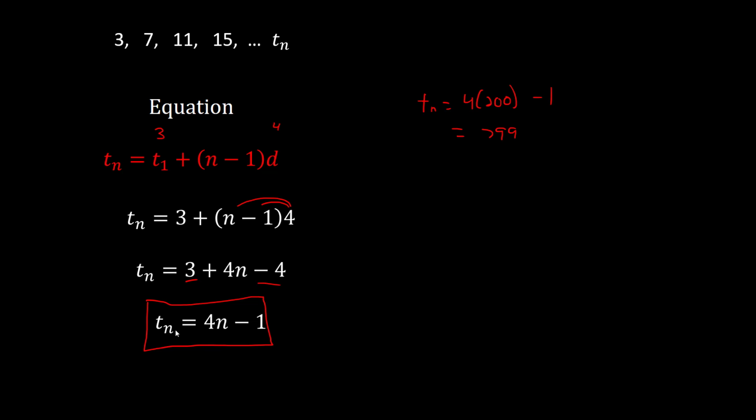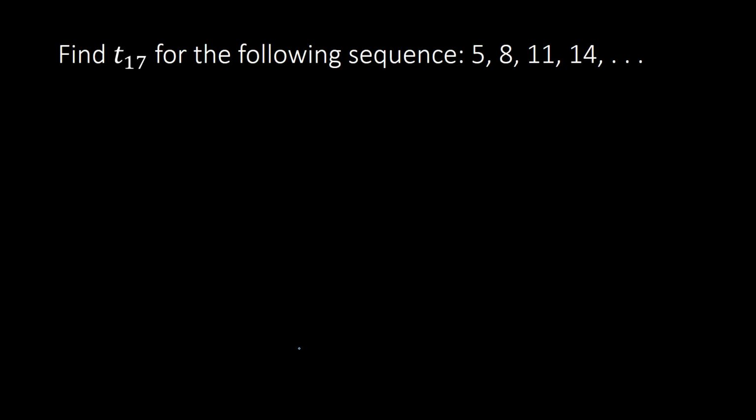So if a question asks you to find the formula to find the nth term, all we do is use this equation, plug in everything except for the n, so that we can find the nth term with this new equation. Now I'm going to show you 2 examples where we use the equation to find a given term. Here we're trying to find the 17th term, which is what T17 means, given the sequence 5, 8, 11, 14, etc.